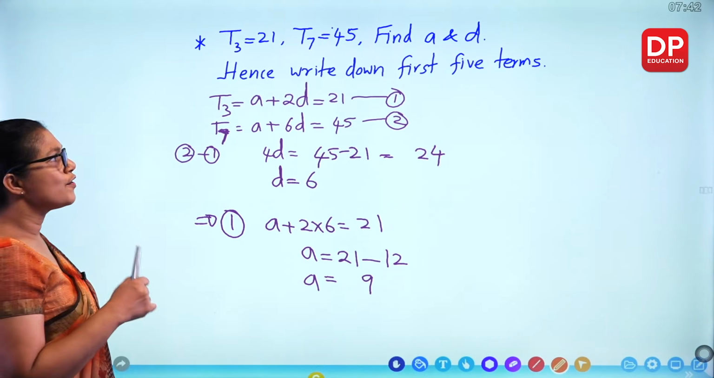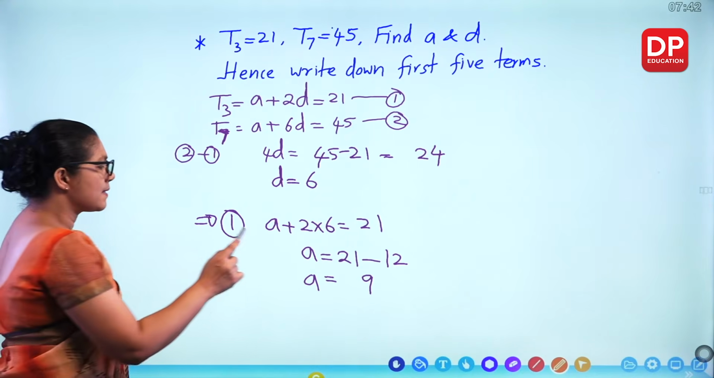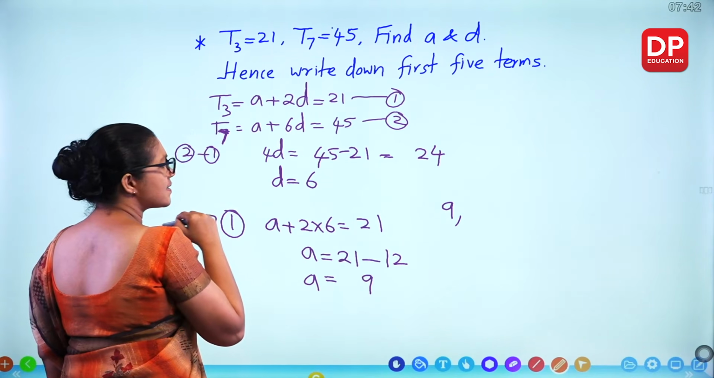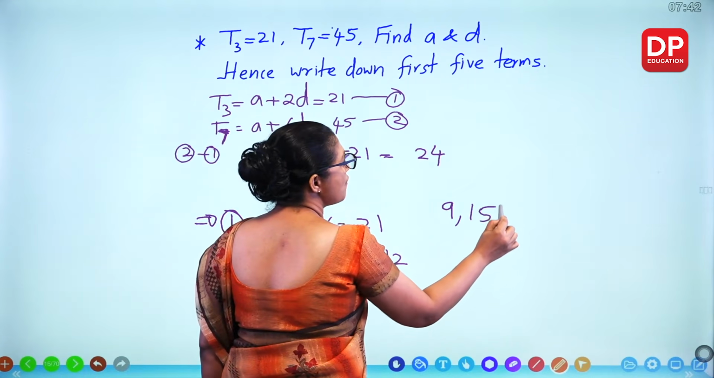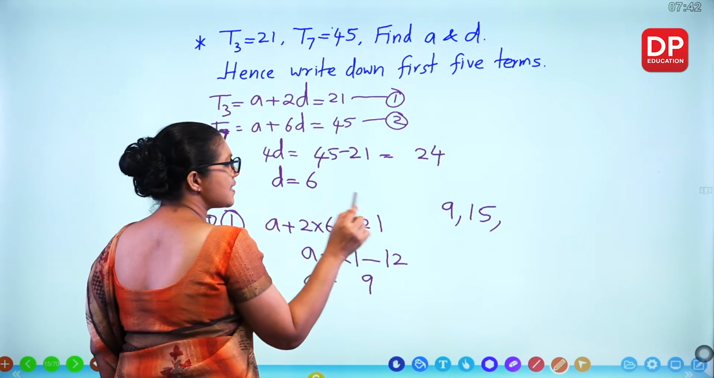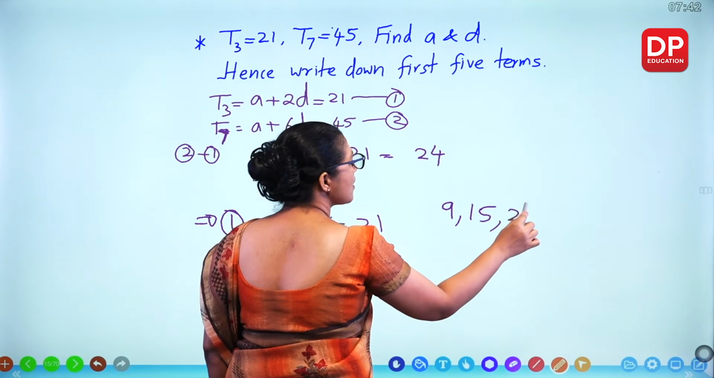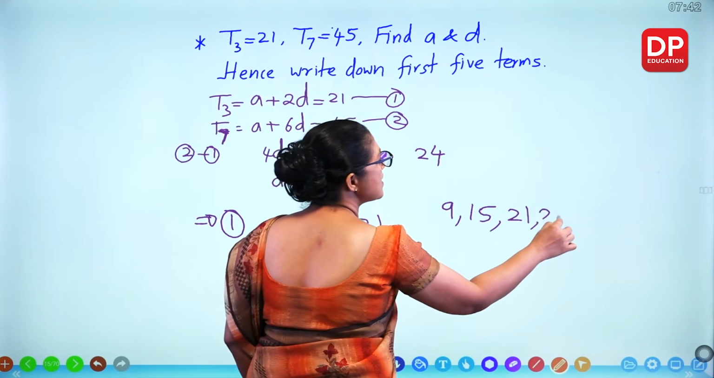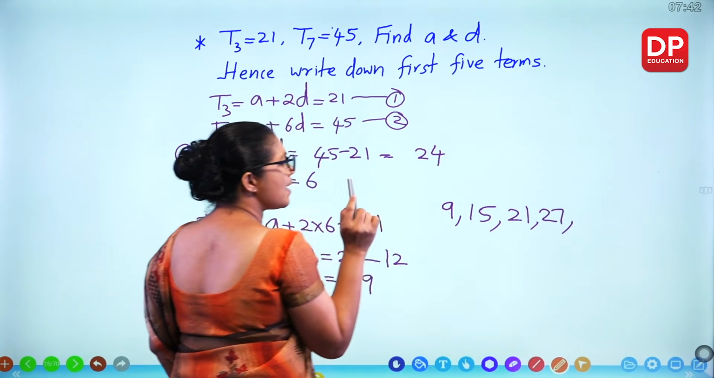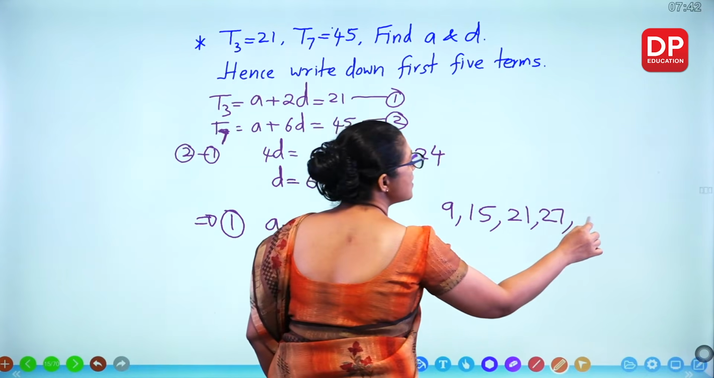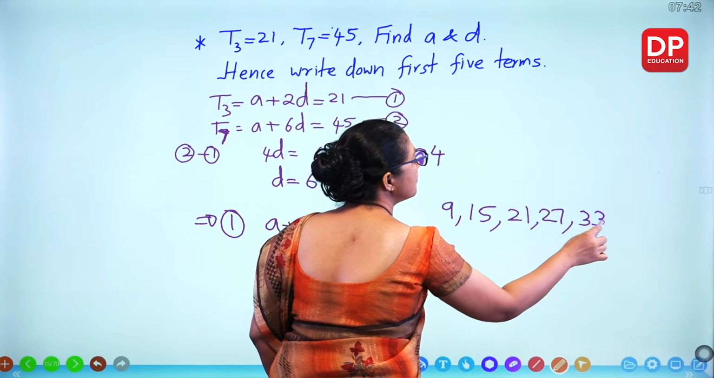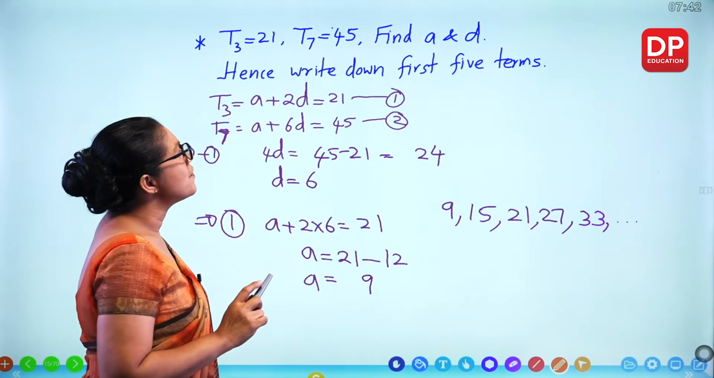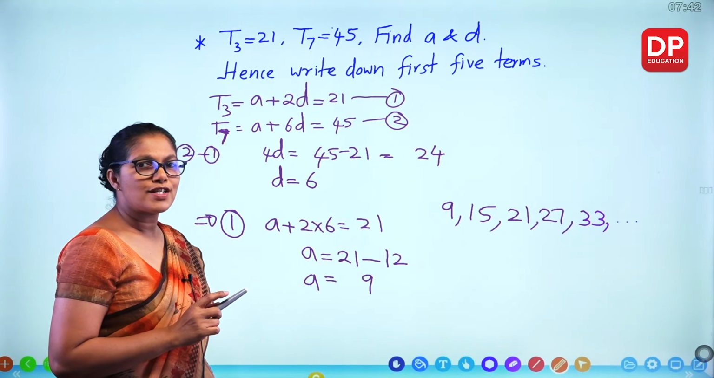How can we find out the first 5 terms? Starting from 9. 9 plus 6, 15. 15 plus 6, 21. 21 plus 6, 27. 27 plus 6, 33. So those are the 5 terms of this arithmetic progression.